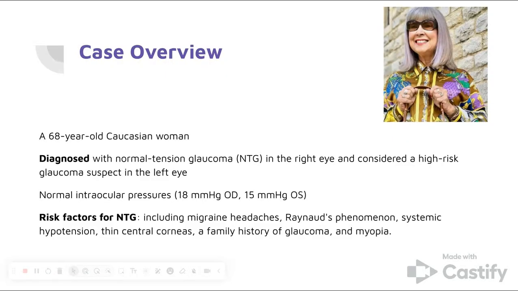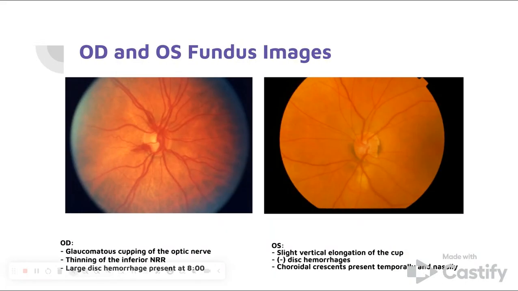We had a 68-year-old Caucasian woman. She was diagnosed with normal tension glaucoma in the right eye and considered just a high-risk glaucoma suspect in the left eye. Her normal pressures were 18 millimeters of mercury in her right and 15 millimeters of mercury in her left. Her risk factors for normal tension glaucoma included migraines, Raynaud's phenomenon, systemic hypertension, thin central corneas, a family history of glaucoma, and myopia.